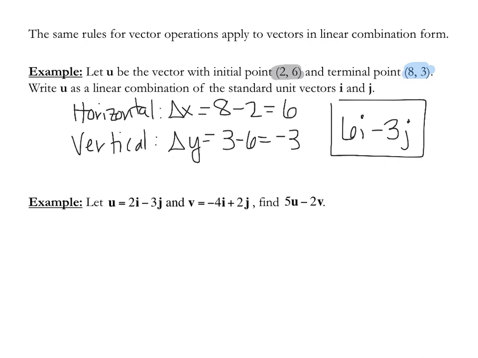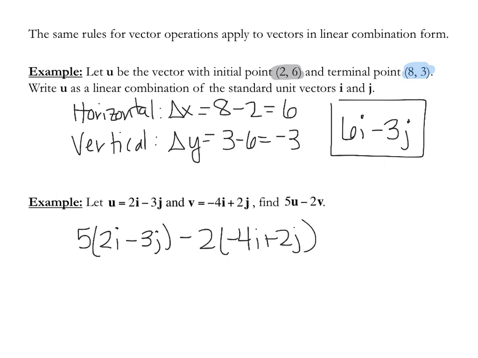And then if you look at the next example, this is just asking you to do the vector operations on it when it's in ij form. So to do this, you're just going to plug the two vectors in. It's 5 times u, so 5 times (2i minus 3j), and then minus 2 times (negative 4i plus 2j). You can really just think of these as like terms. The i's are going to go together because they're the horizontal parts. The j's are going to go together because they're the vertical parts.